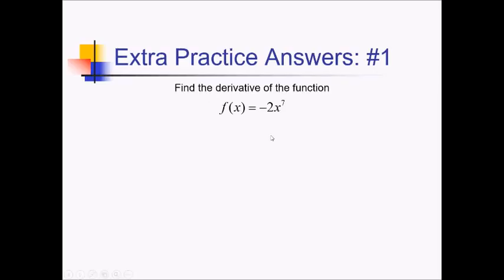For this problem, taking the derivative, since we have x to a constant, we can use the power rule. So we're going to have 7 times negative 2 giving us negative 14 for the coefficient, and then drop the exponent by 1, so that's going to be x to the 6th. So negative 14 x to the 6th.